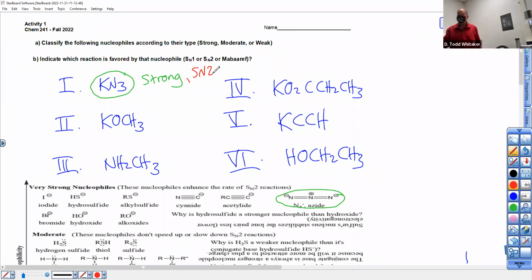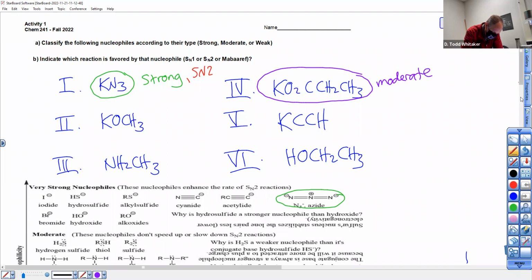Notice he didn't say 3. I see 3 potassiums. You say, oh, there's 3 anions then. Dr. Whitaker, the anions are all strong nucleophiles. Which one of those 3 ones with potassium that remain is not a strong nucleophile? Number 4. 4 is moderate, circled in purple.